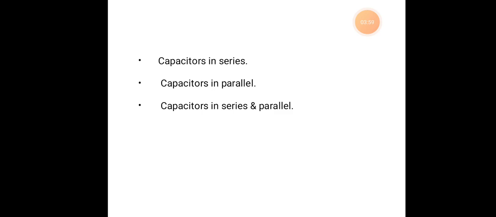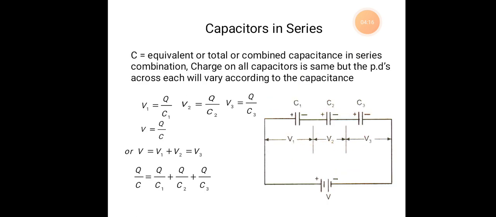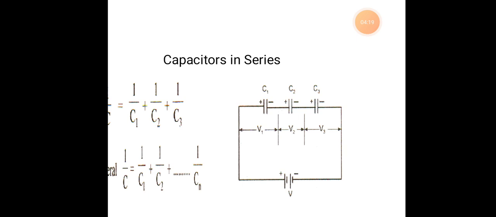So what is the equation for capacitors connected in series? See these images of capacitors connected in series. The equation is 1 by C, where C represents the total capacitance, the capital letter C. 1 by C is equal to 1 by C1 plus 1 by C2 plus 1 by C3. In this equation, 3 capacitors are connected in series.